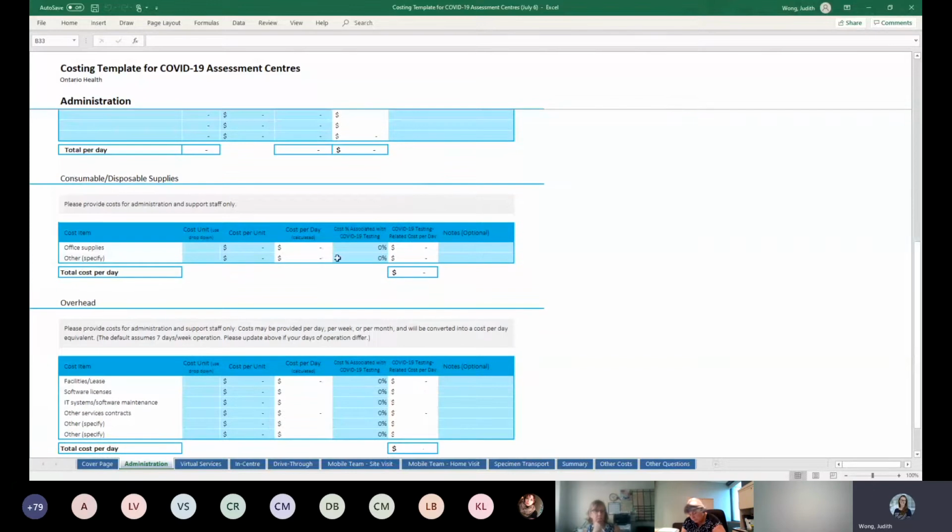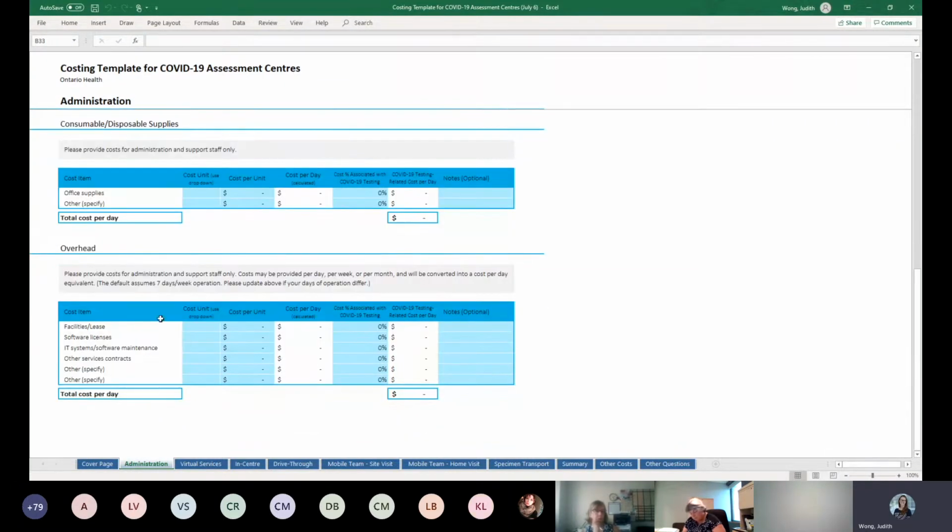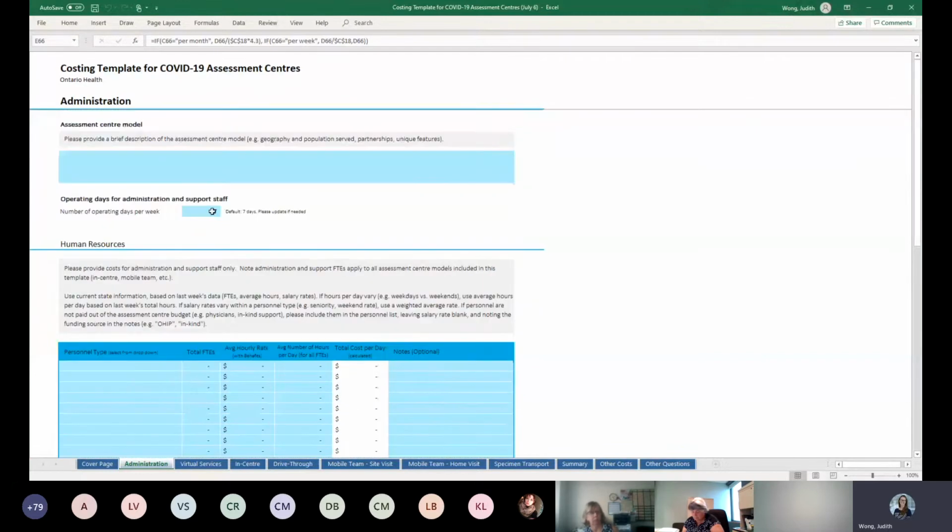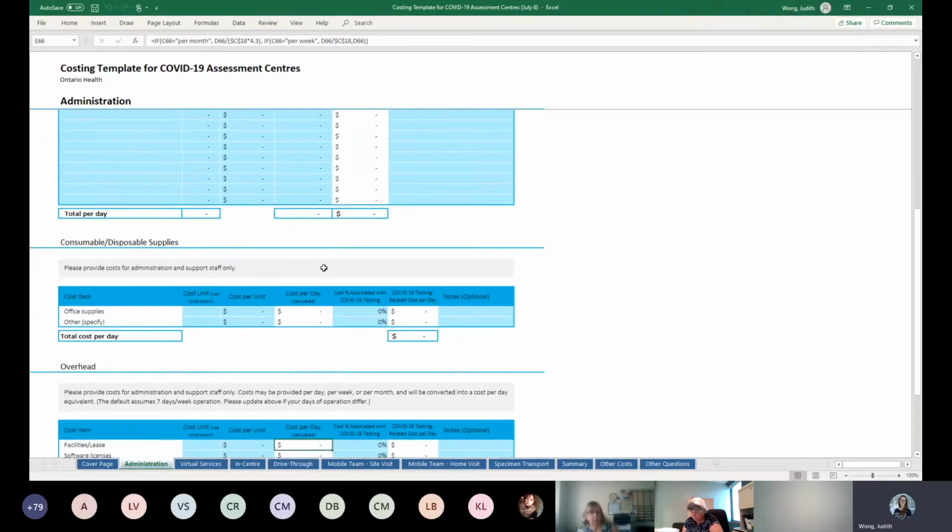Also on this tab, there's space for supplies. In this case, we anticipate it would just be office supplies, but there is space for other supplies if you have other supplies, and space to enter overhead costs. In terms of how to calculate overhead costs, there's a few different options. You can note whether the cost unit is per day, per week, or per month, the cost per unit, and then it will calculate a cost per day, which is why the number of days per week is important as it's used in that calculation.